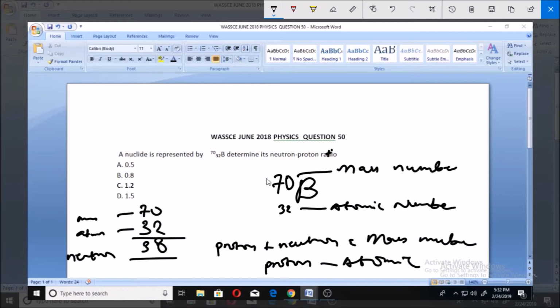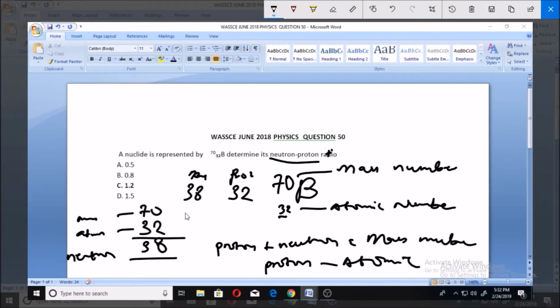We are asked to find the neutron proton ratio. So if the neutron number is 38 and the proton number, which is the atomic number, we already know is 32, so neutron is 38, proton is 32. So what is the ratio?